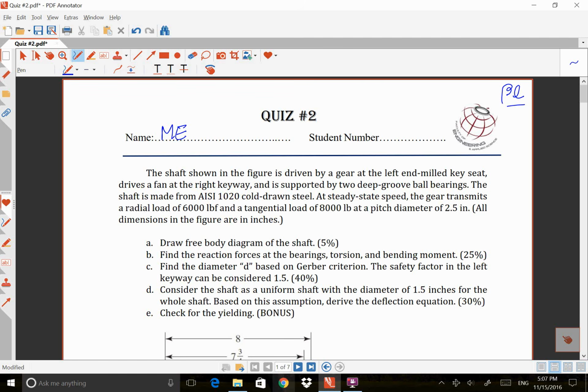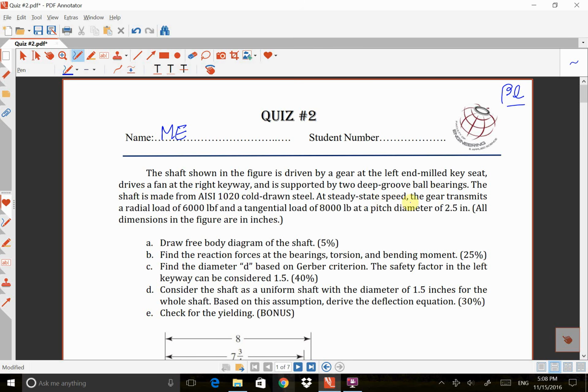Hello, in this video I'm going to review quiz number 2 from chapter 7 of Shigley's 10th edition. The question says, the shaft shown in the figure is driven by a gear at the left end milled key seat, drives a fan at the right keyway, and is supported by two deep groove ball bearings. The shaft is made from AISI 1020 cold drawn steel.